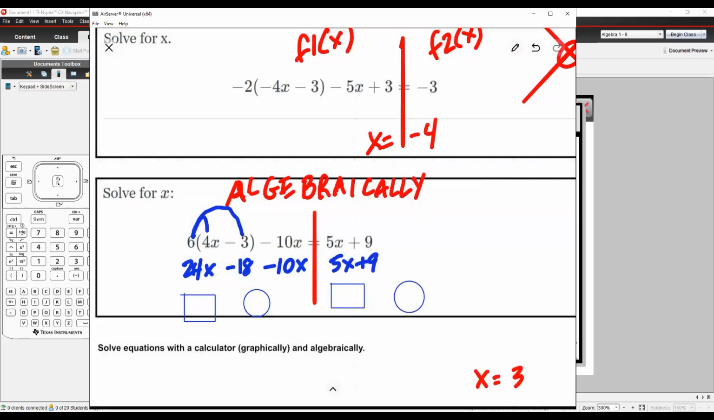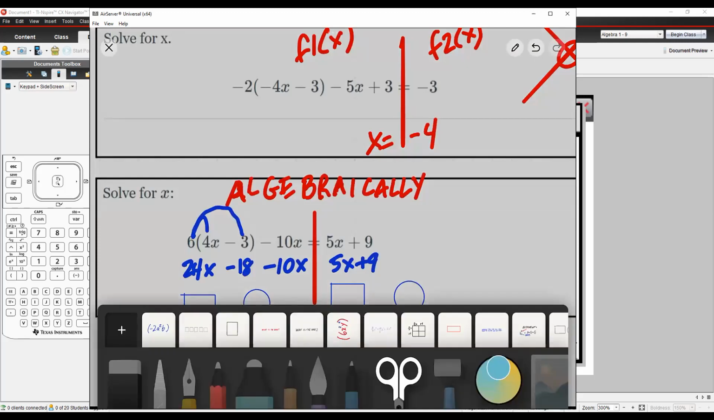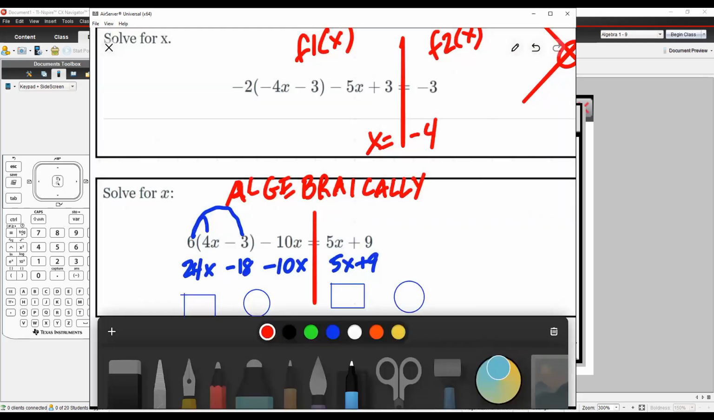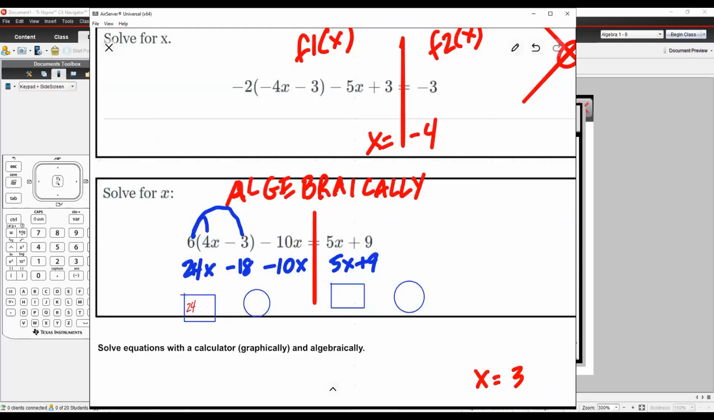All right, so now in the box, I'm going to put 24. Let me change the colors. I'm going to put 24x. And then I got minus 10x. All of the x's go into the x box, and then I got minus 18 goes in the circle. Here I have 5x, and over here I have plus 9.